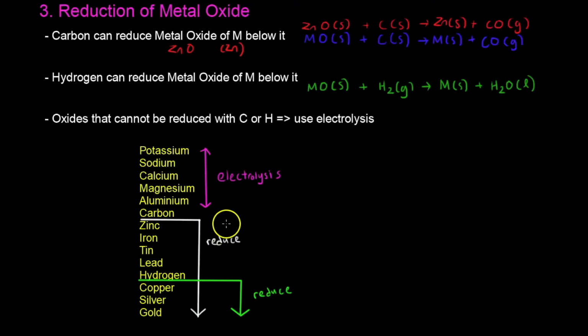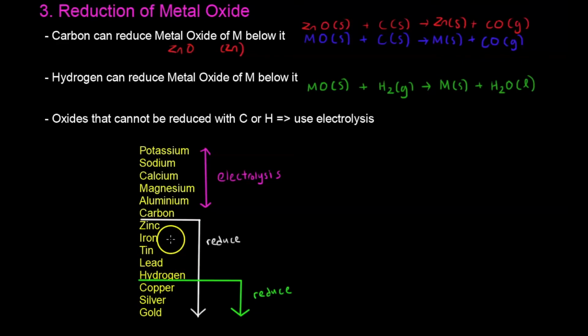Let me just recap this concept. Whatever's below carbon, zinc, iron, tin, lead, copper, silver, gold, their oxides can be reduced with carbon. Not them as a metal, but their oxides. Hydrogen can reduce copper, silver, and gold oxide, and not copper, silver, gold metal. Hopefully that's clear. You cannot reduce a metal, you can only reduce a metal oxide. So you just follow the reactivity series, based on what position they are.